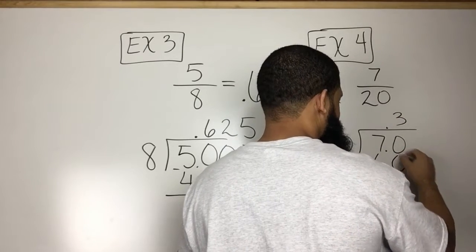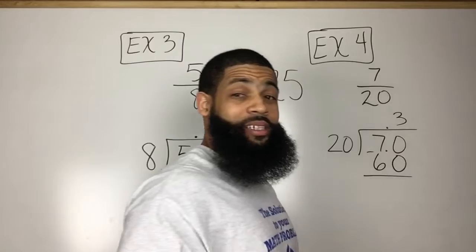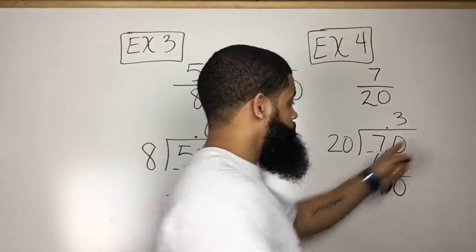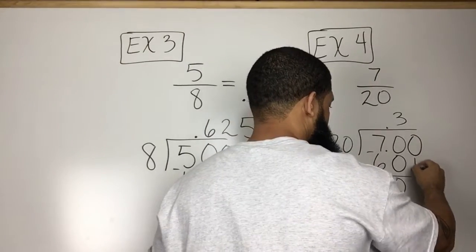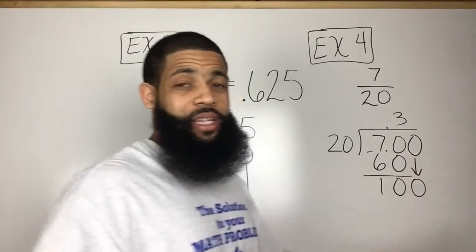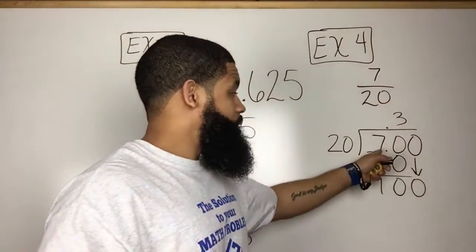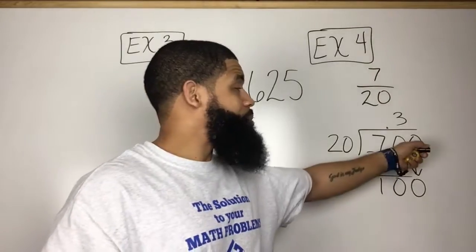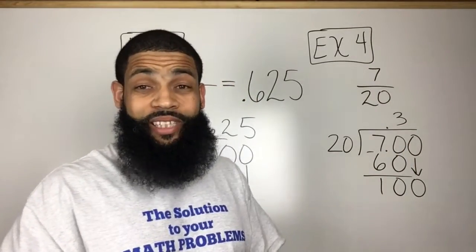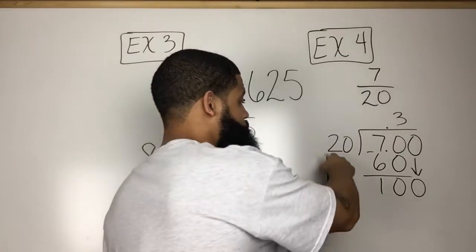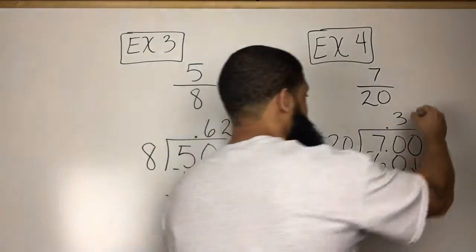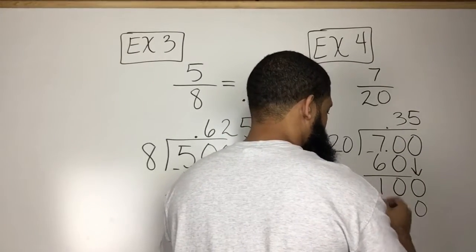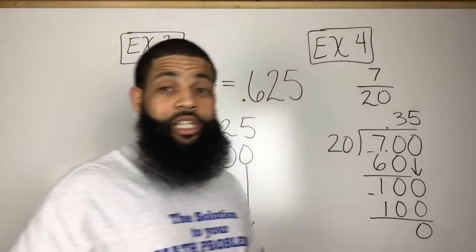20 times 3 is 60. 70 minus 60 is 10. I'm going to add a 0 here. And always remember, when I add that 0, it's still the same form. 7, 7.0, and 7.00. No matter how many zeros you add on the end, it still has the same value of 7. All right, now 20 goes into 100 5 times. And 20 times 5 is 100. We subtract, and there's nothing remaining.